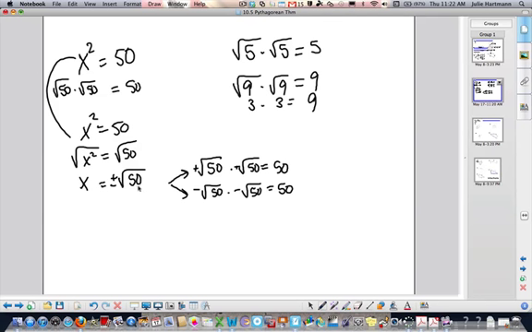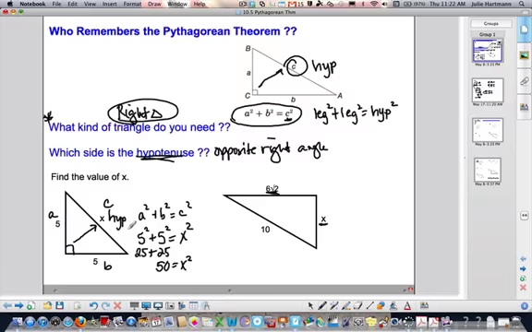Now, can we simplify root 50? Yeah, and you should. What perfect square goes into 50? 25 times 2. What's the square root of 25? 5. Root 2 we don't know, so x would be plus or minus 5 root 2. However, because in this case x is the length of the hypotenuse, x is just going to be the positive square root, and we simplify that to 5 root 2.